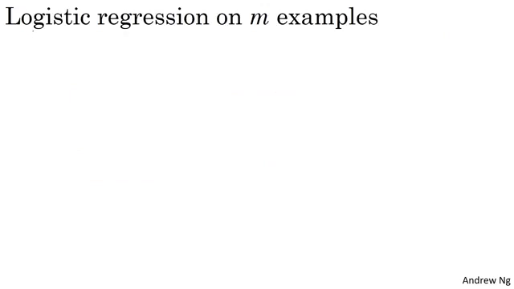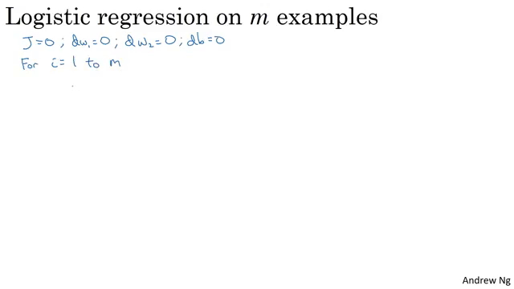So here's what you can do. Let's initialize J equals 0, dw1 equals 0, dw2 equals 0, db equals 0. And what we're going to do is use a for loop over the training set and compute the derivatives with respect to each training example and then add them up. All right, so here's what we do.